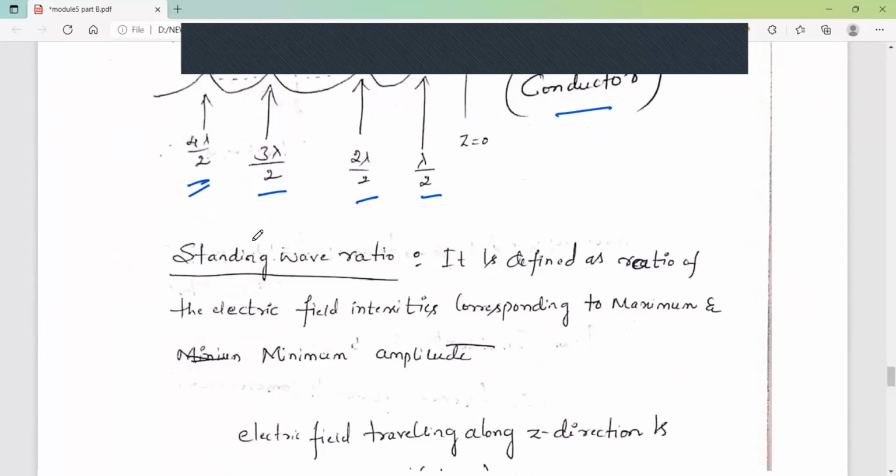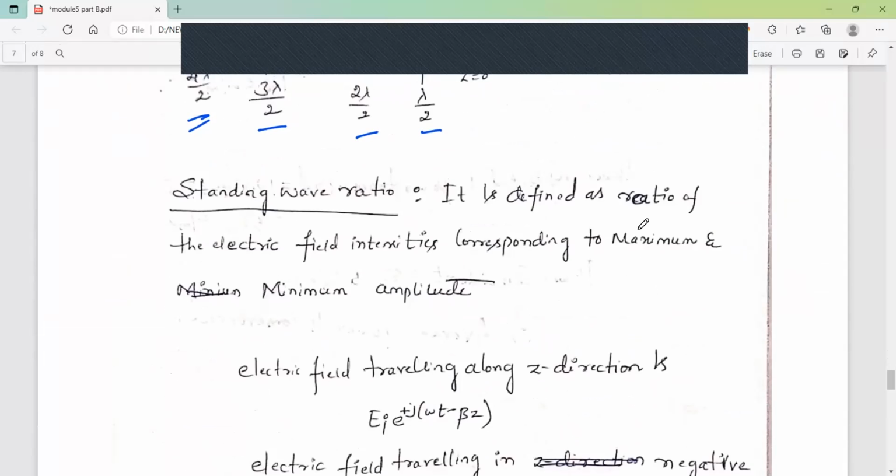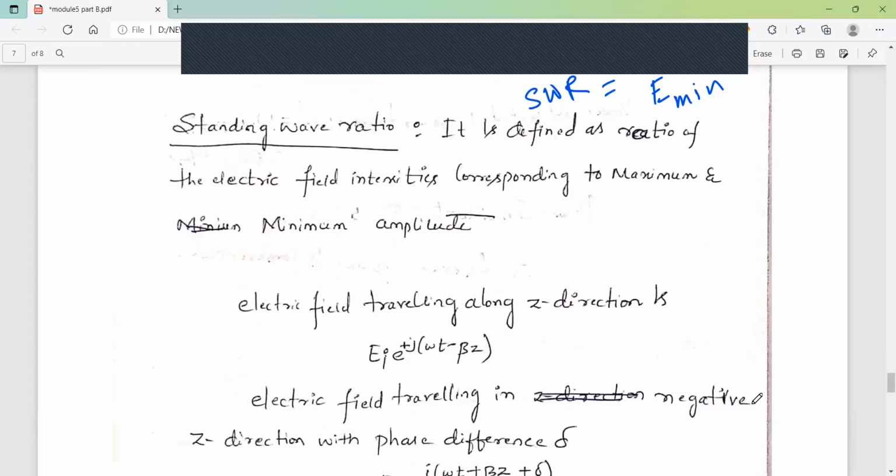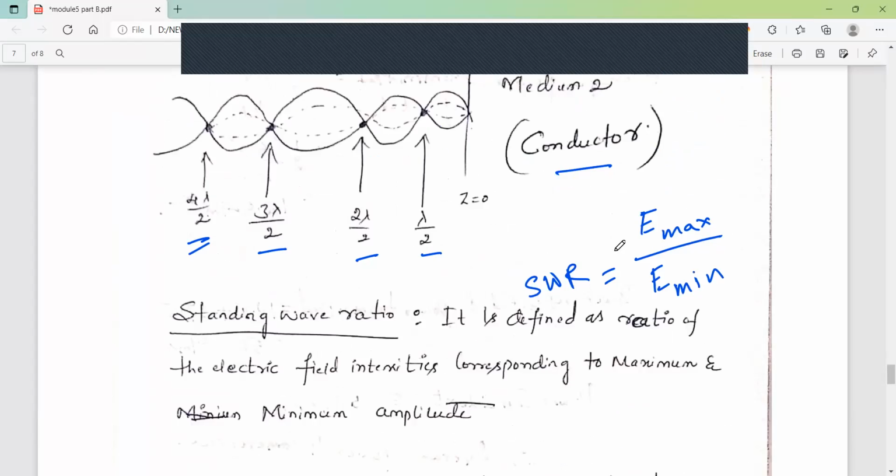So now let us define what is the standing wave ratio. It is nothing but the ratio of electric field intensities corresponding to maxima and minima. That is nothing but the ratio between Emax, where we are going to get maxima points, divided by Emin. The maximum amplitude divided by minimum amplitude is referred to as the standing wave ratio. Now we are going to find out the expression of this quantity in terms of reflection coefficient. So that is our task.